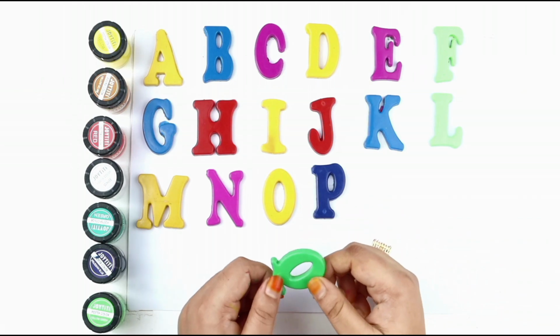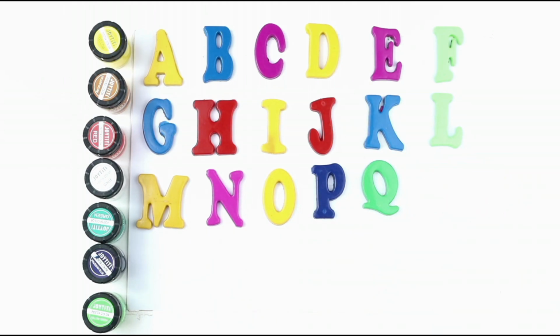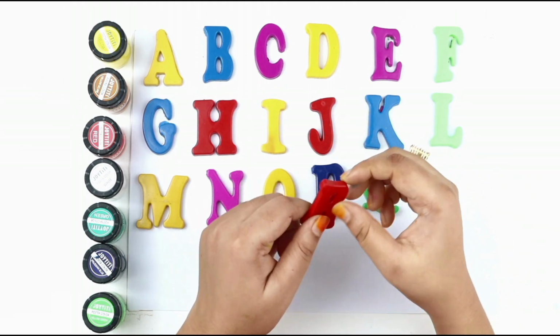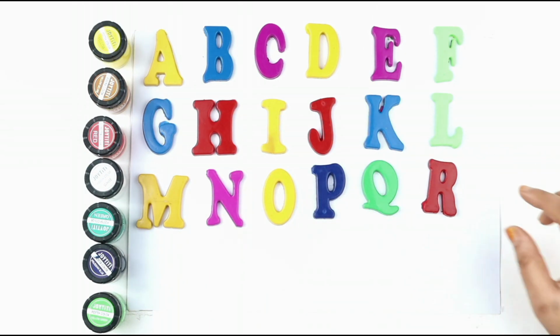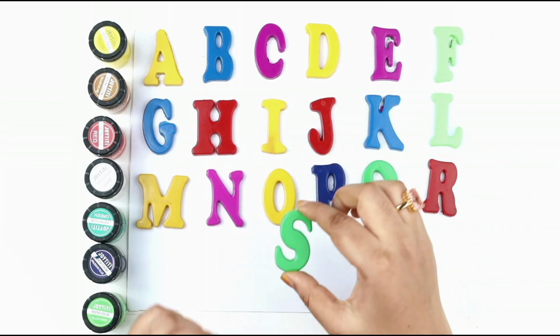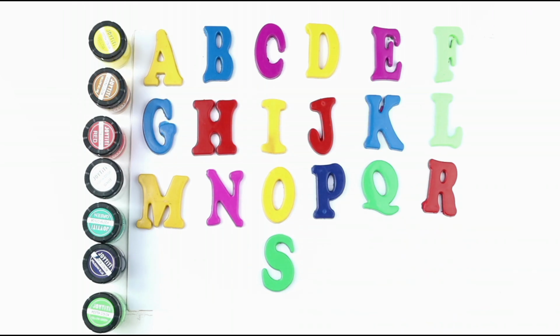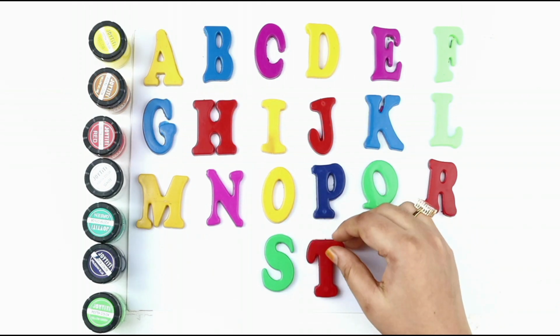Green color, Q for queen. Red color, R for red. Green color, S for sun. Red color, T for tiger.